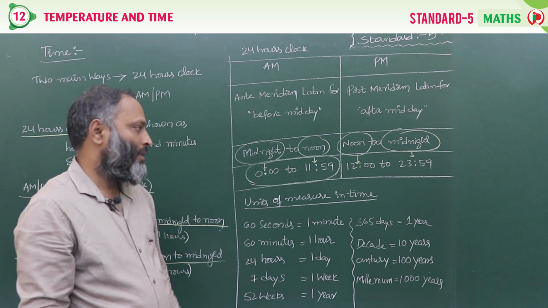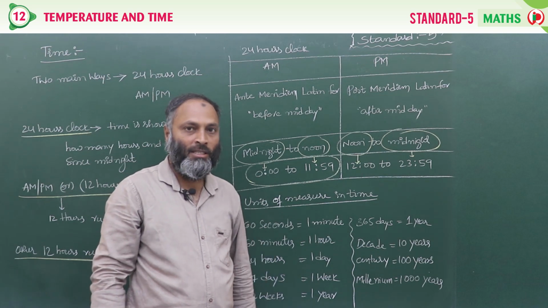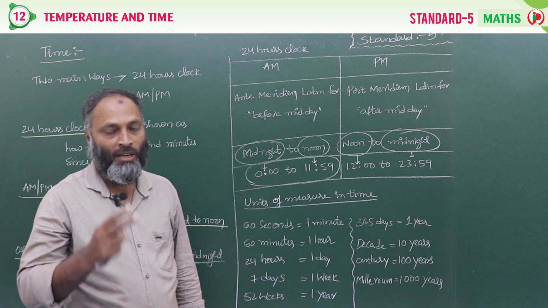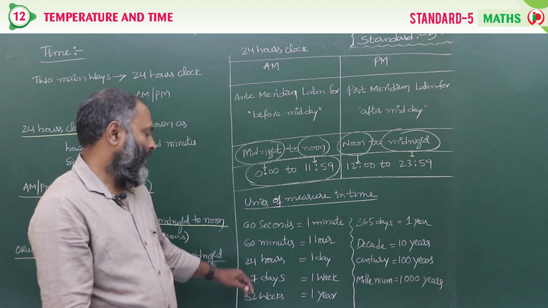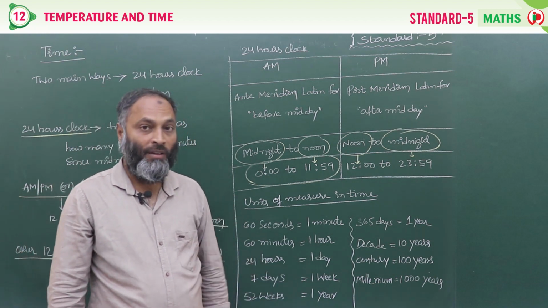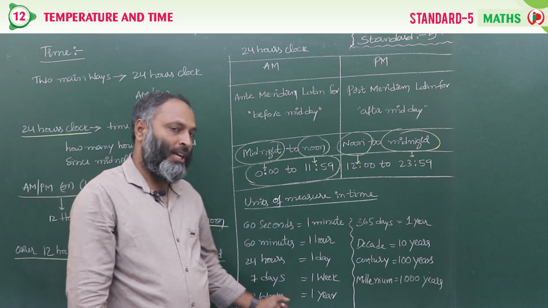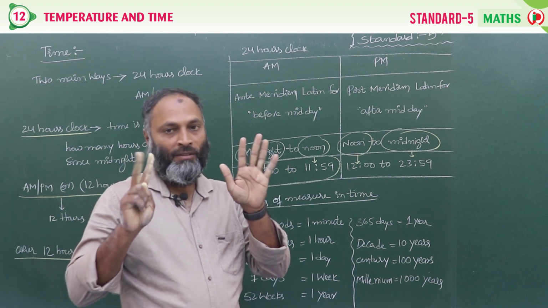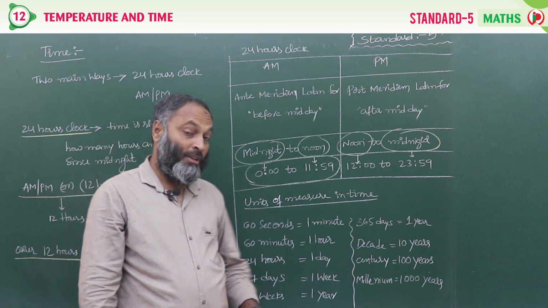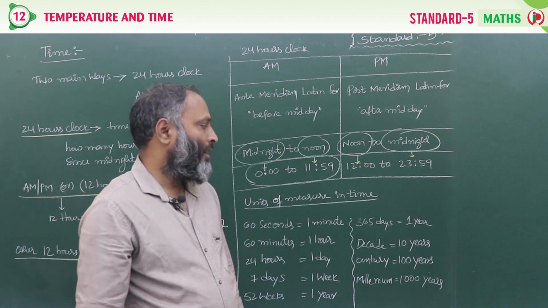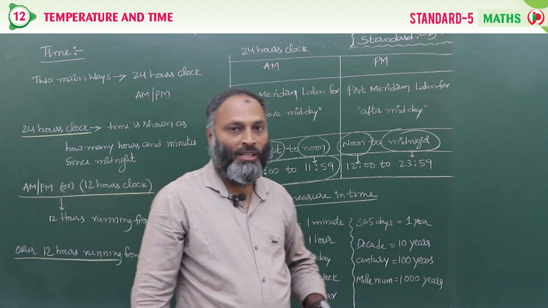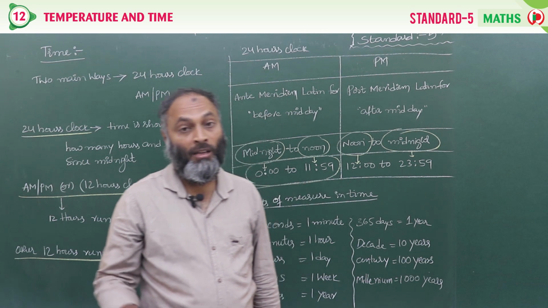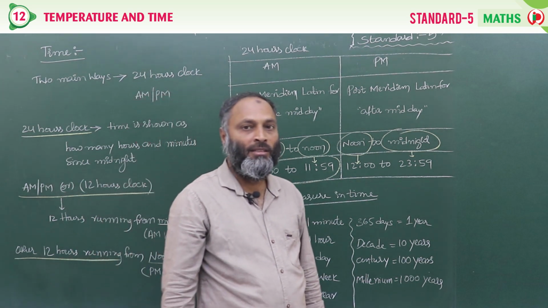Now units to measure. We know that 60 seconds make 1 minute, and 60 minutes make 1 hour, and 24 hours make 1 day. In 1 week we have 7 days: Sunday, Monday, Tuesday, Wednesday, Thursday, Friday, Saturday. And 52 weeks make 1 year, which is 365 days. But in a leap year, 1 extra day is there, so in a leap year we have 366 days.